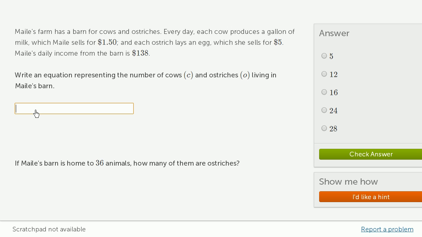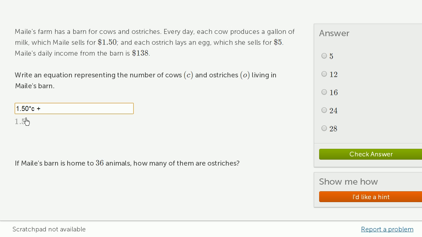So C is the number of cows. And so every cow produces $1.50 worth of milk per day. So the total dollar amount produced from cows at Maylee's farm is $1.50 times C, the number of cows. So this is how much she makes off of the cows per day.